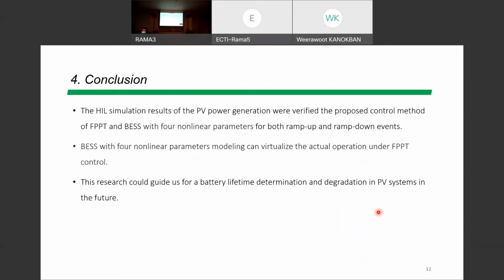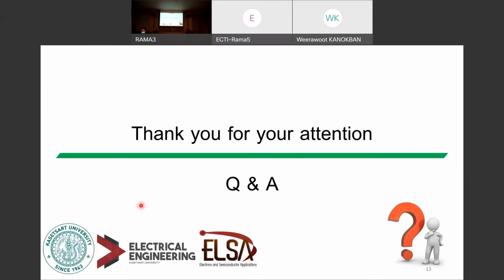Finally, the conclusion. The hardware in the loop simulation result of the PV power generation verifies the proposed control method of FPV and BESS with 4 nonlinear parameters for both ramp up and ramp down events. BESS with the 4 nonlinear parameter model can visualize the actual operation of the FPV control. And this is a good guide for battery lifetime determination and degradation in EV systems in the future. Thank you for your attention.